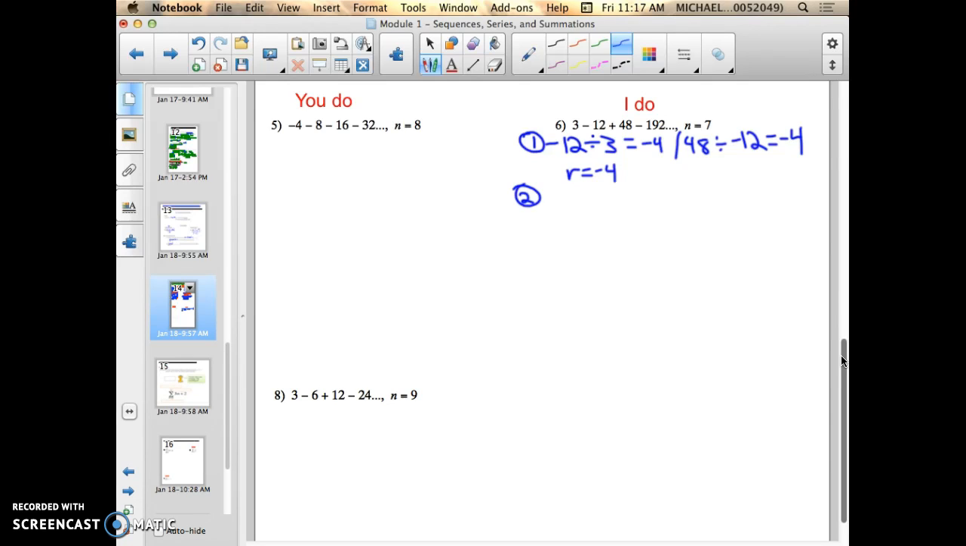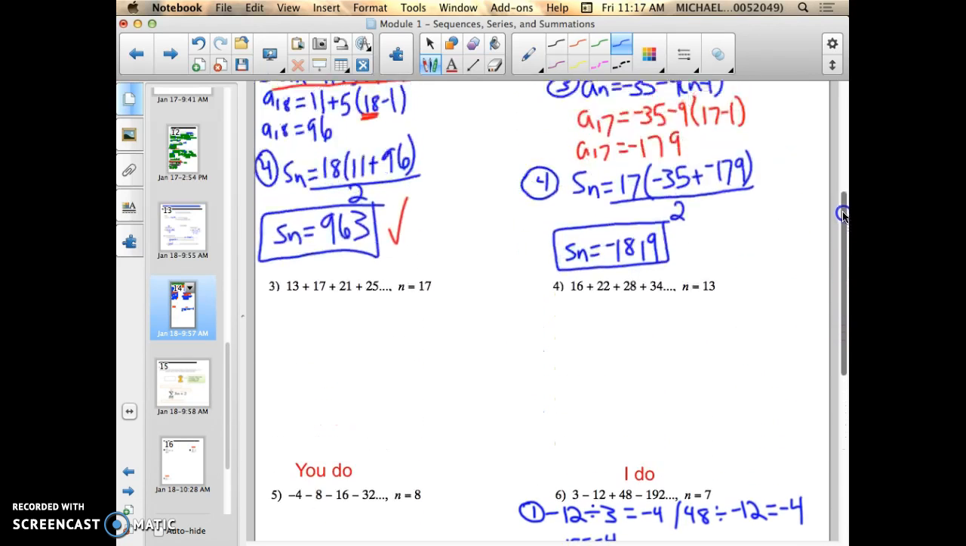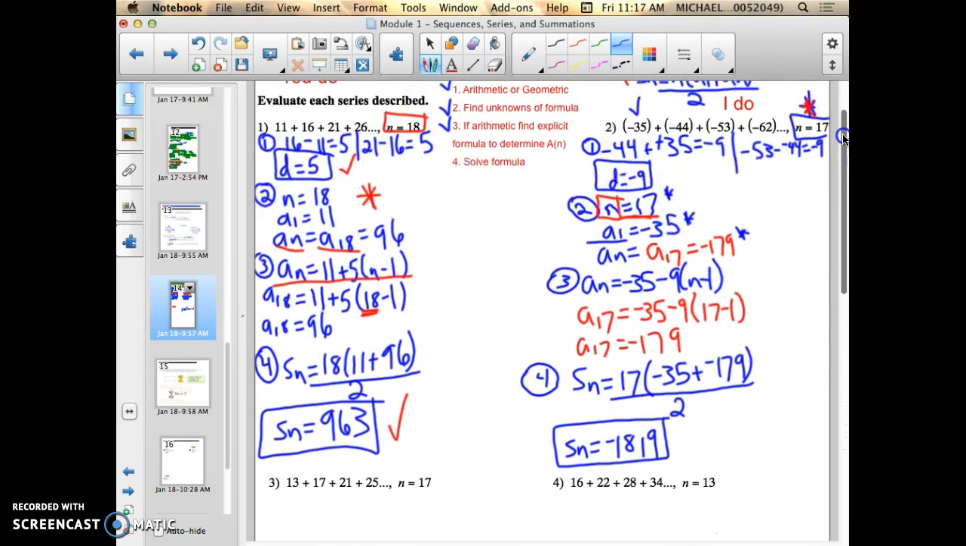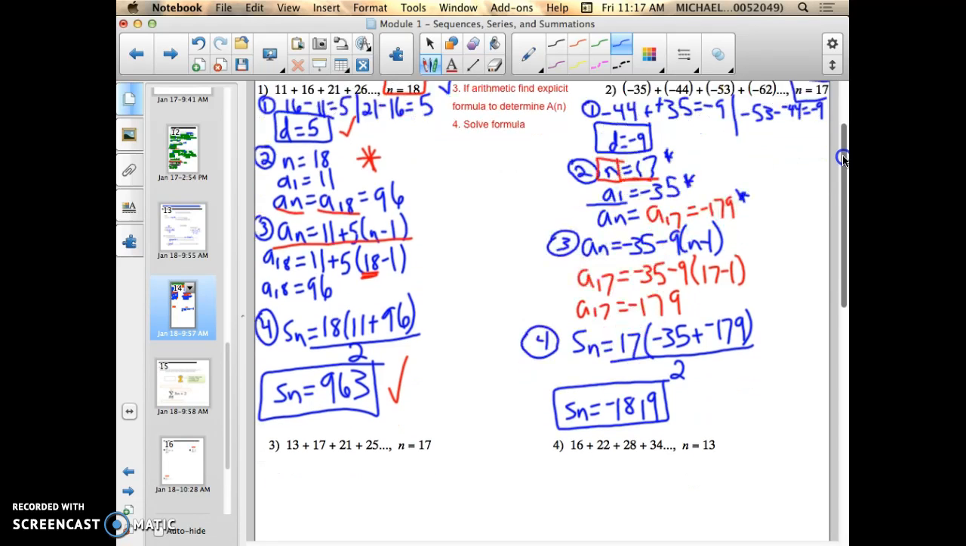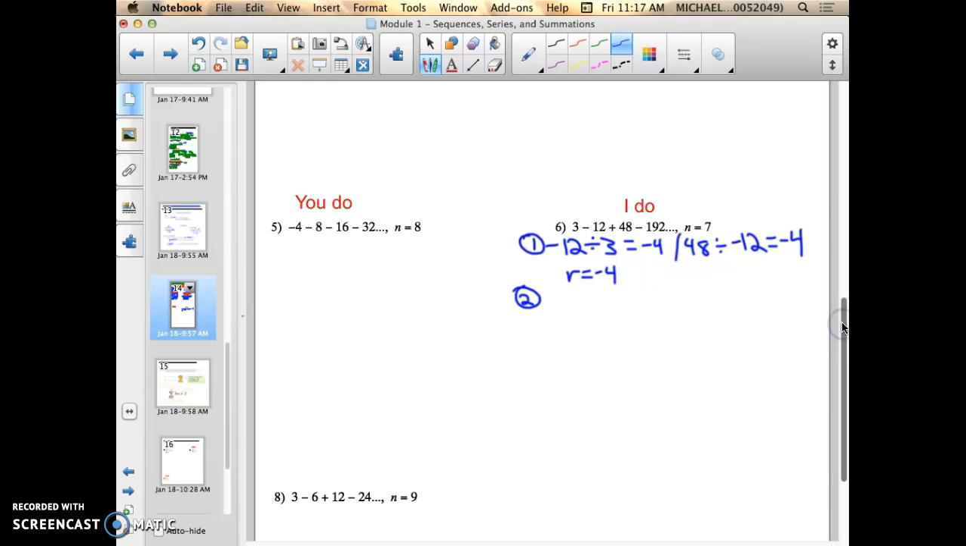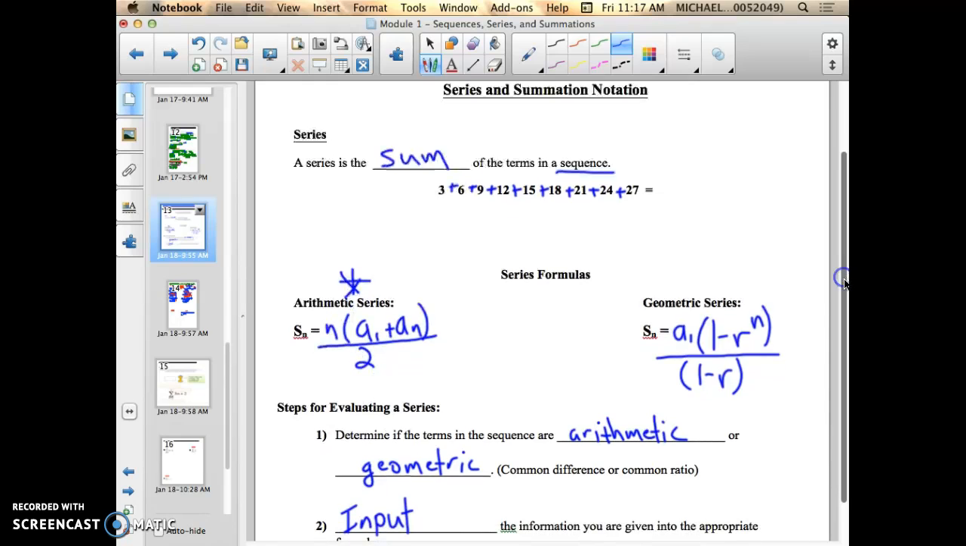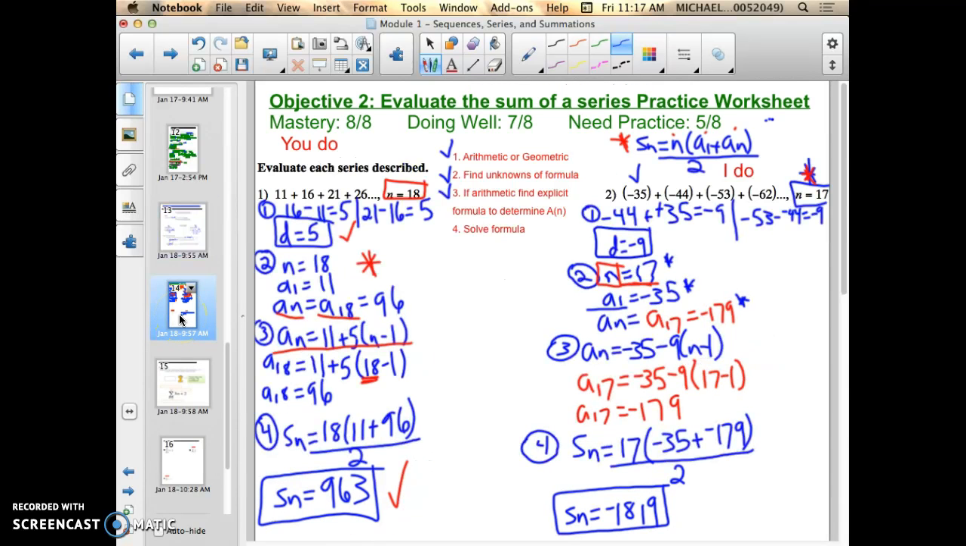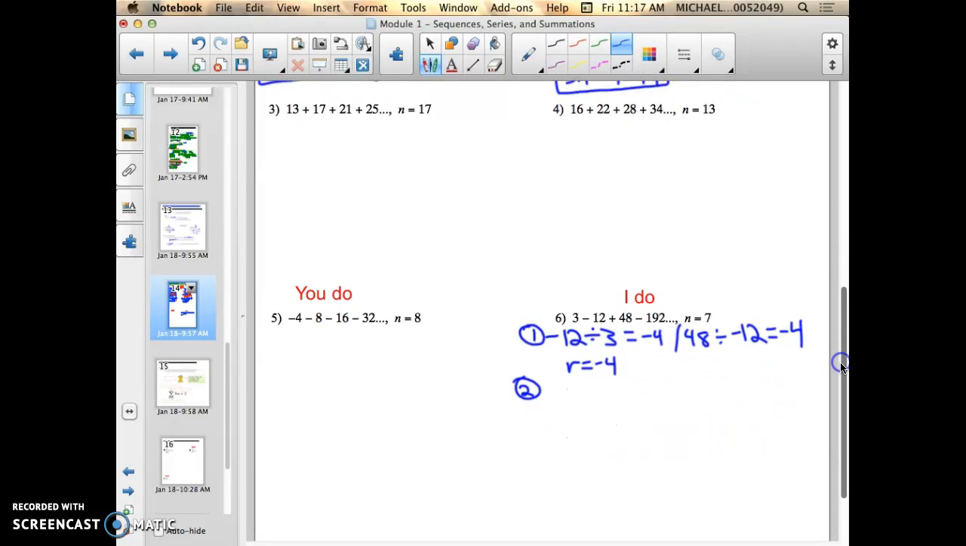Step 2 is also the same process. Step 2 states, find the unknowns of the formula. So in this case, I have to reference the formula for geometric sum, which is right over here. We're going to use this formula now, which is a little bit different than the arithmetic formula. So the geometric sum, I'll write it down by my work to reference it, is S sub n equals a sub 1 times (1 minus r raised to the n) all over (1 minus r).